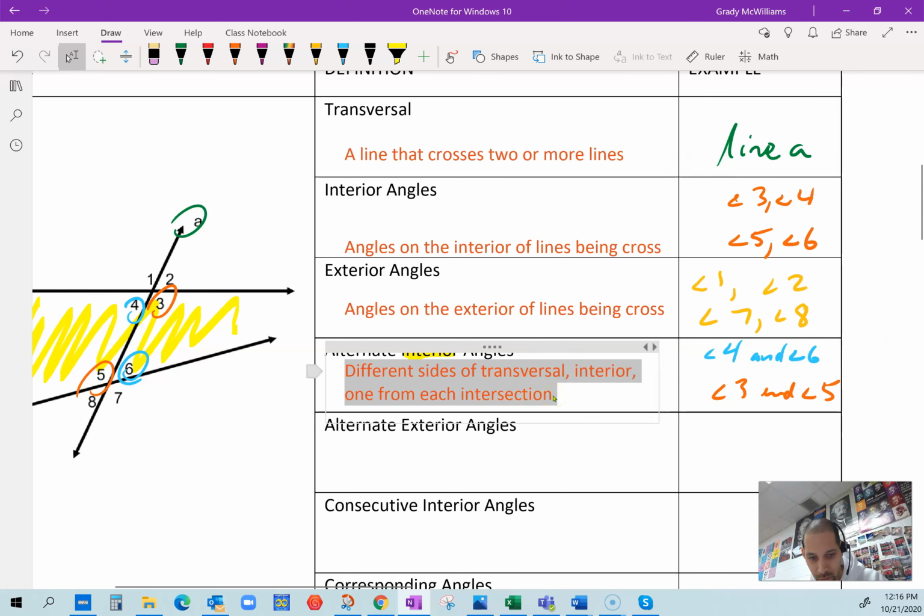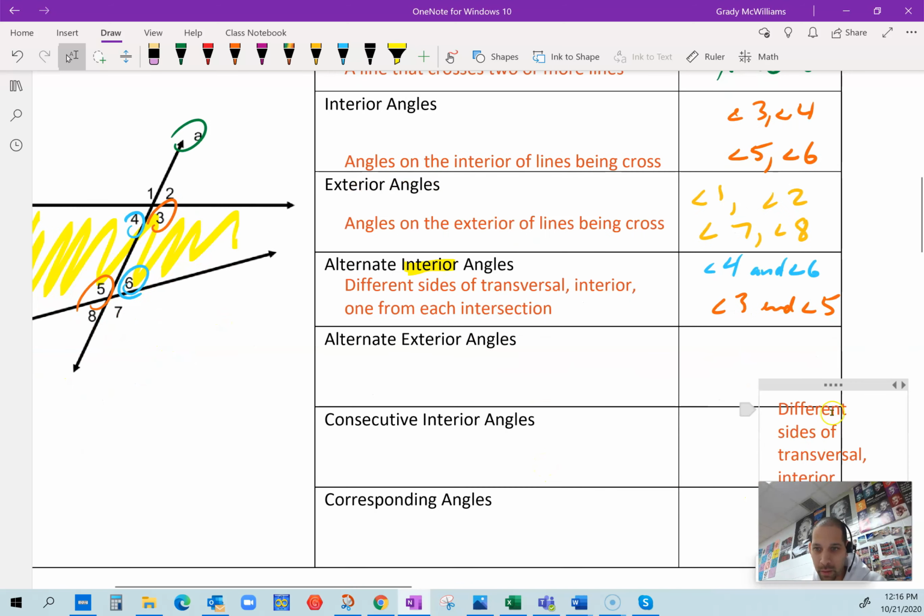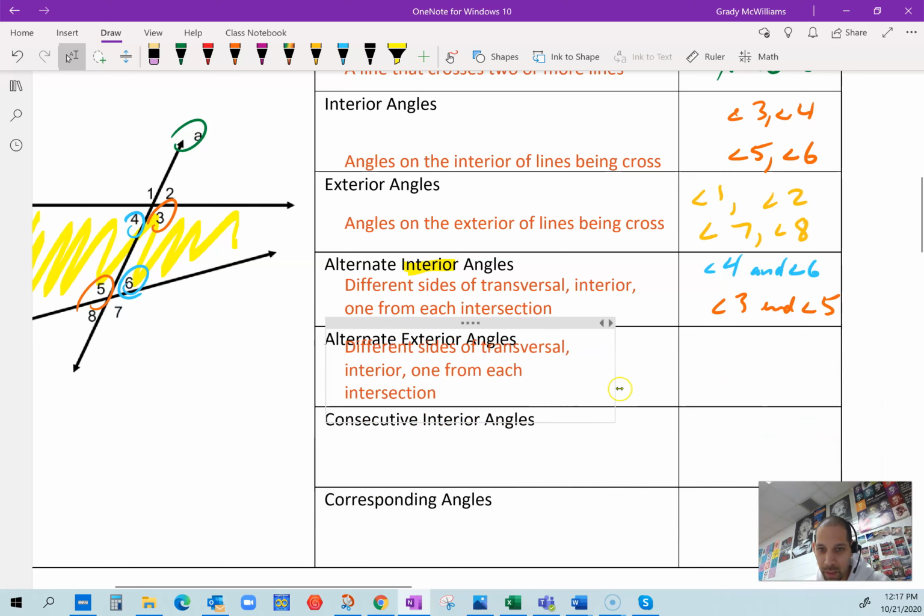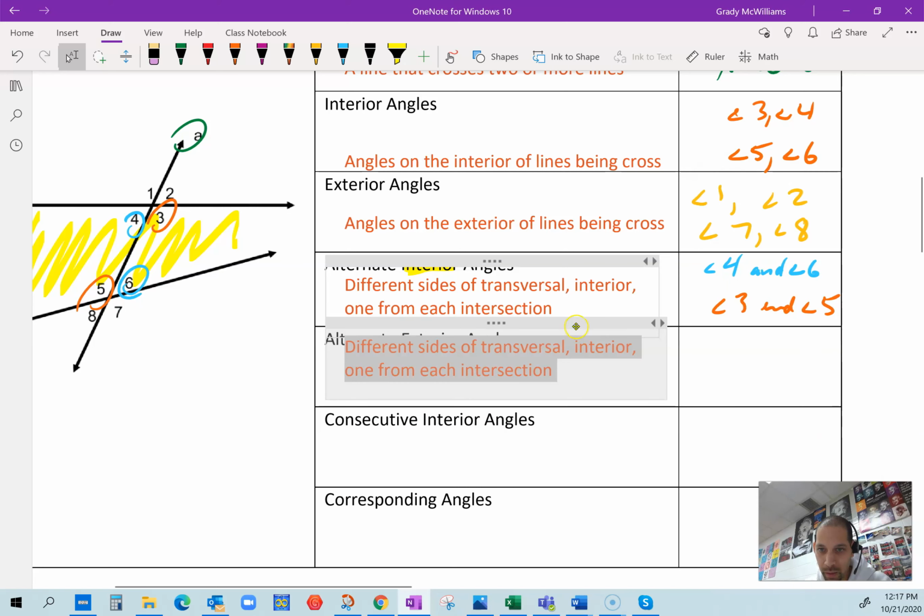Likewise, you get the same idea on alternate exterior. Okay, so I'm just going to copy this, and hopefully get out of that box there, and paste somewhere. And instead of saying that we're on the interior, the only difference here is now we're going to be on the exterior. So you can probably imagine what some of those examples are, looking at the picture.